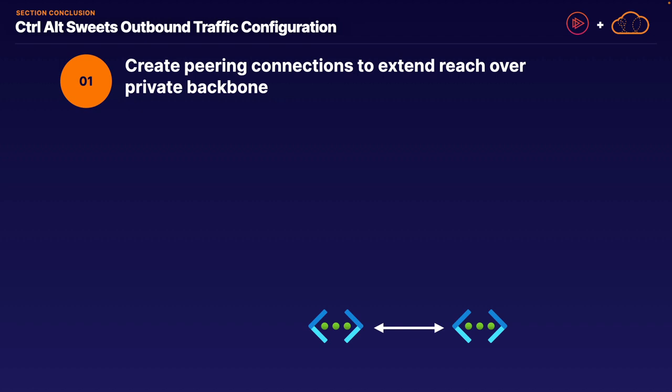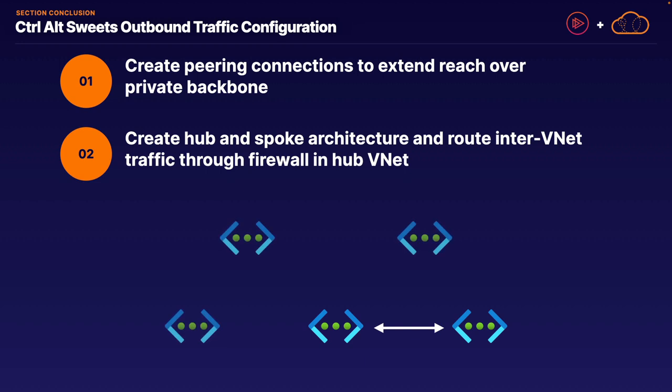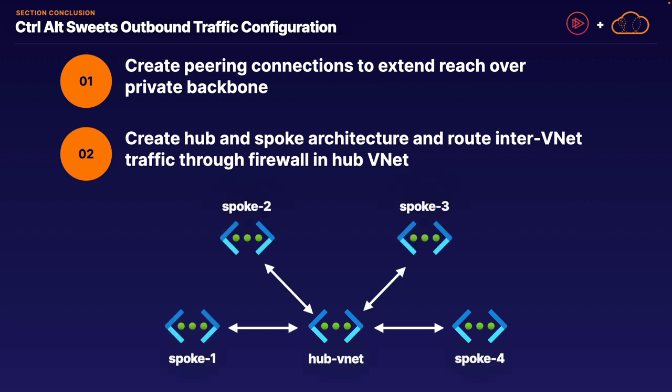Next, to fulfill our requirement to create a centralized hub to force all network traffic through a centralized firewall, we will go with the option of expanding our network implementation to adopt a hub and spoke model, from which we will configure it to route inter-VNet traffic through a centralized firewall within our hub virtual network.